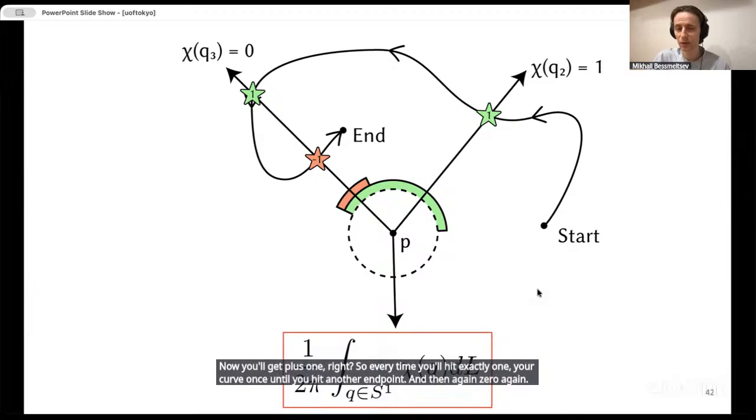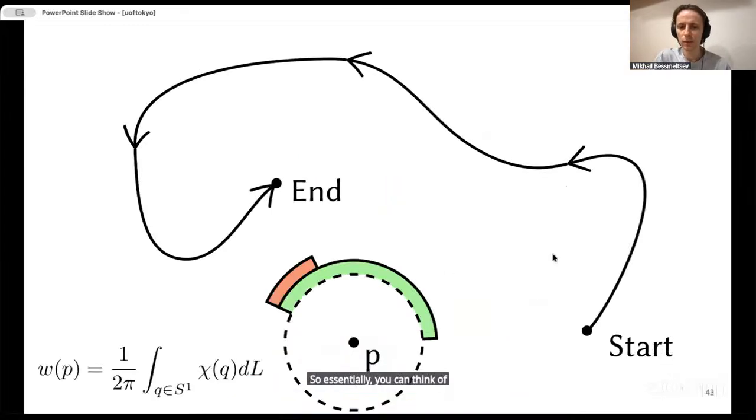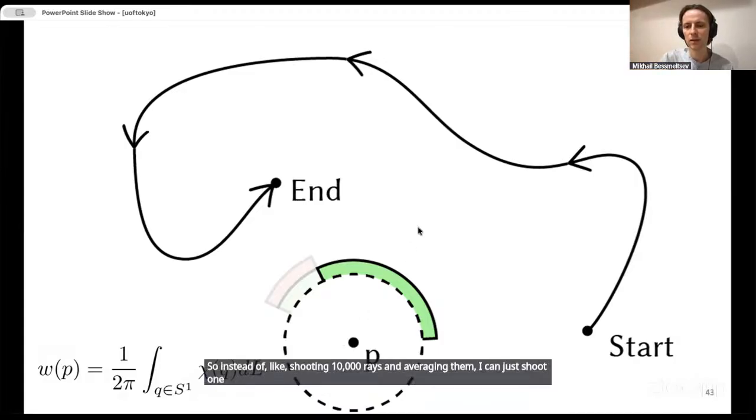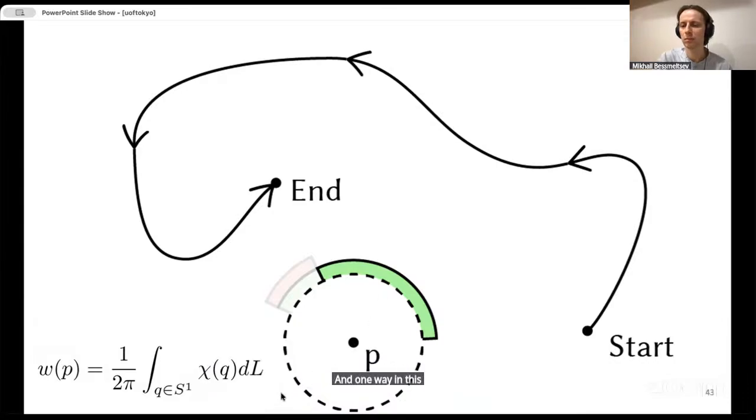So essentially, the only thing that matters is this part. Think of the little circle around your point that shows you where to shoot the rays. The only thing that matters is where your endpoints project. In this little arc, the number of signed intersections is constant. So instead of shooting 10,000 rays and averaging them, I can just shoot one ray in this region, compute the number of intersections there, and one ray in this region, because we know that the number of intersections for any ray in this region is constant.